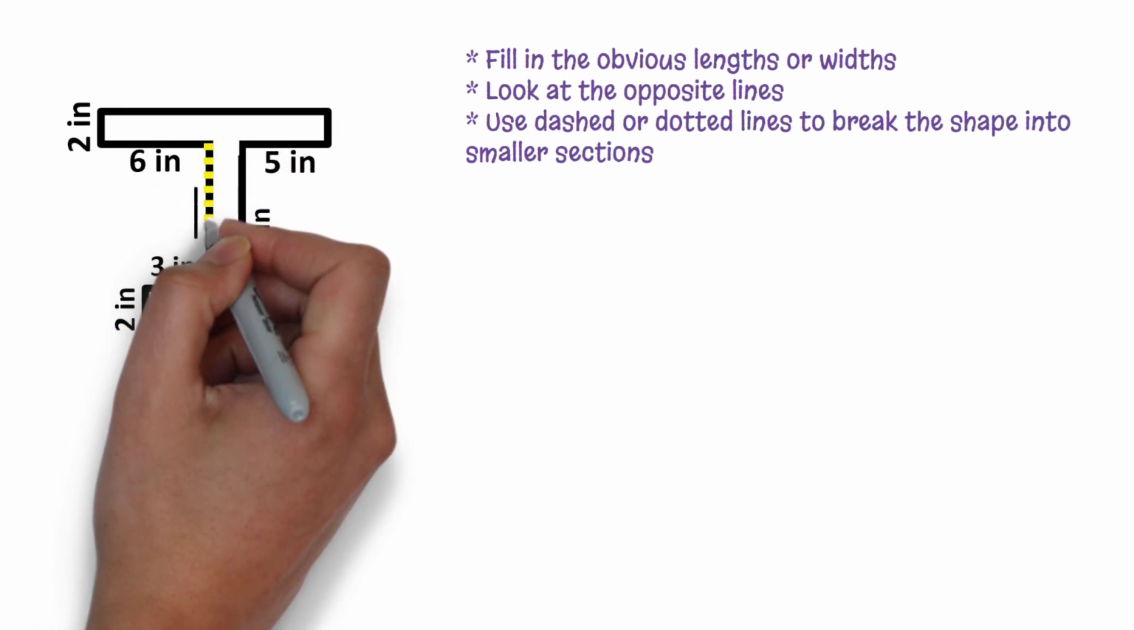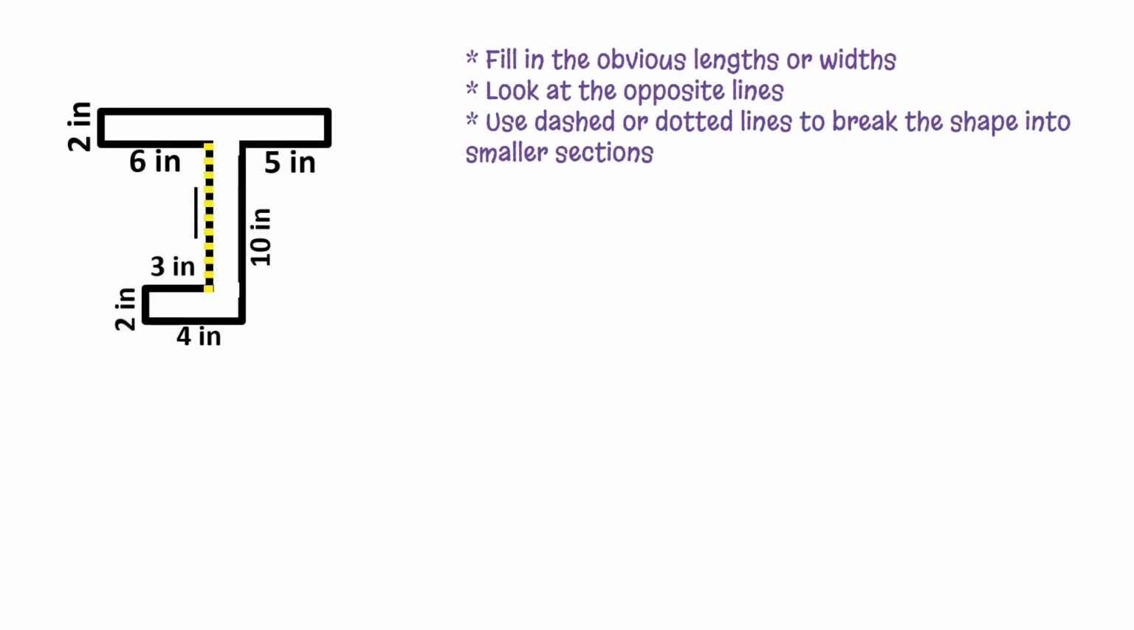I will draw a dashed line here. I see that one side of the line is 10 inches and the bottom portion on the left is 2 inches. To get the missing line length, I will subtract 10 minus 2 and I get 8. Now let's move on to the bottom part that I dashed off. I have 3 inches here and 4 inches on the bottom. Since this part is missing, I will subtract 4 minus 3 to get 1.